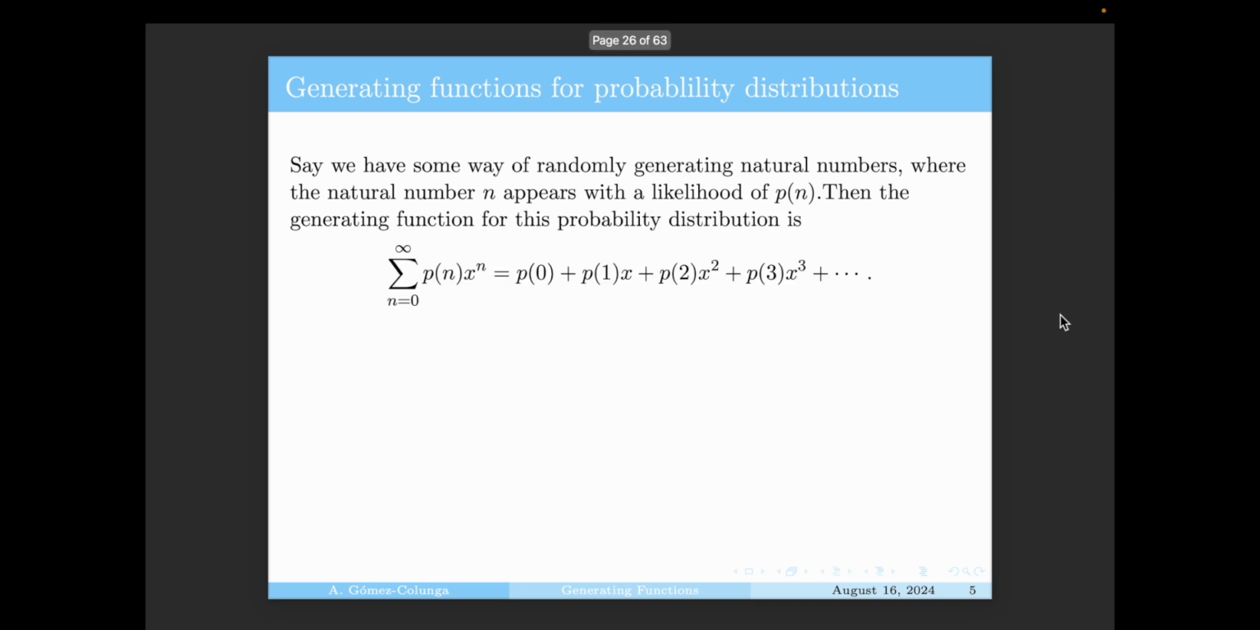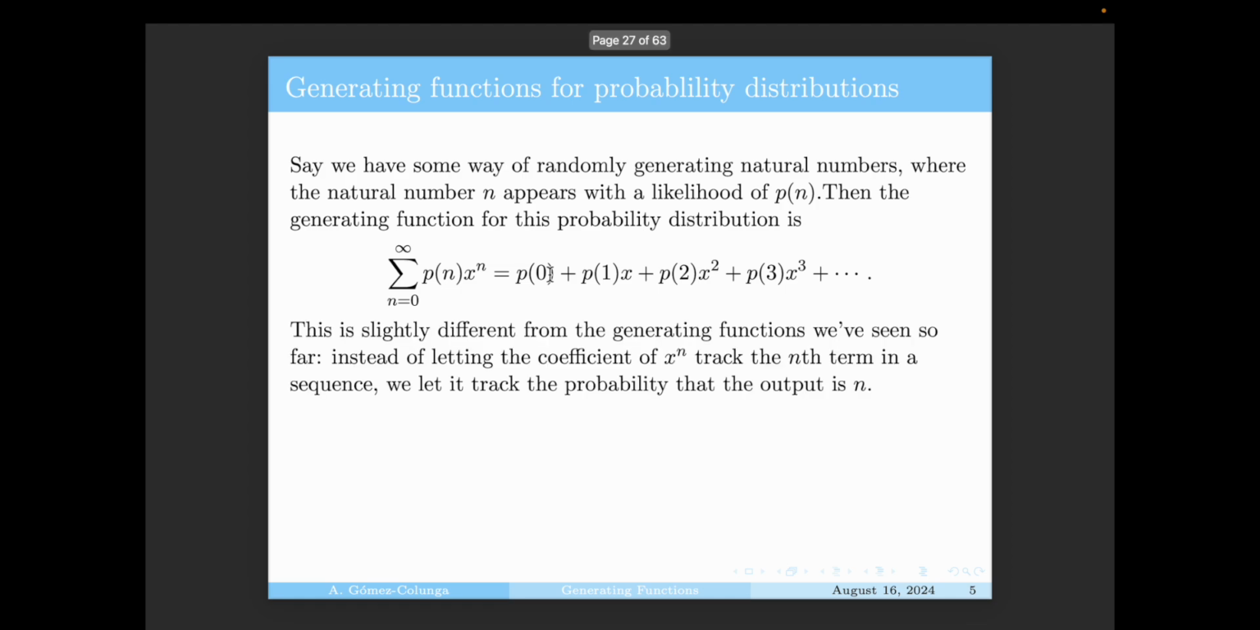We say that the generating function for this probability distribution is, well, this sum. So the coefficient for the second term is the probability that you get 2. The coefficient for the third term is the probability you get 3. The coefficient for the first term, that's x, is the probability of 1. And the coefficient of the 0th term is the probability of 0. This is slightly different from the generating functions we've seen so far. Instead of the coefficient of x to the n tracking the nth term in a sequence, we track the probability that the output is n.